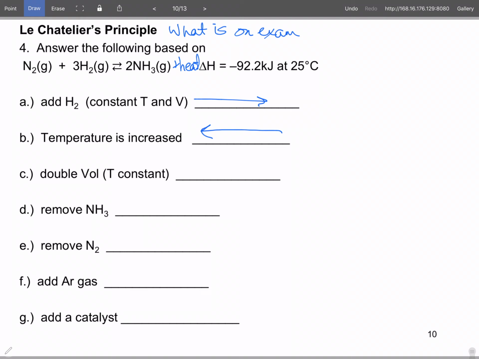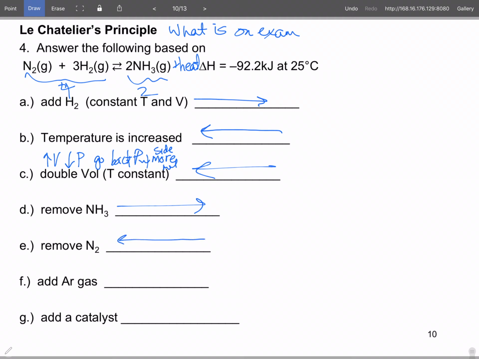If you double the volume, that means you increase the volume, which means you drop the pressure, which means you need to go back pressure-wise, which means you move to the side with more moles. So who has more moles? We have 4 moles on this side, 2 moles on this side, so we're going to shift to the reactant side. We're going to remove ammonia. It's a product, so we're going to replace it. We're going to remove nitrogen, which is a reactant, so we're going to replace it.